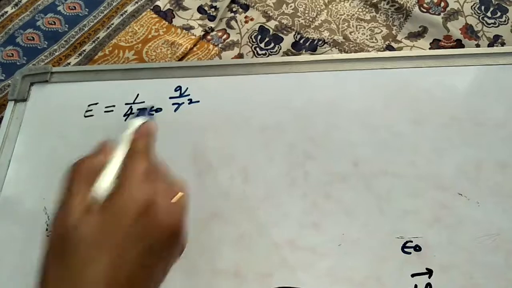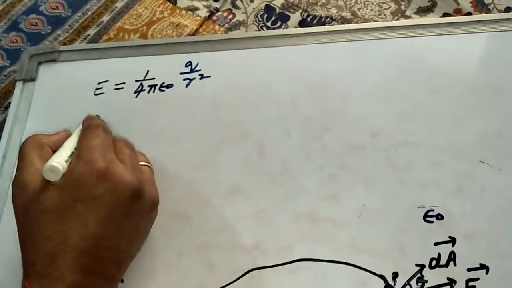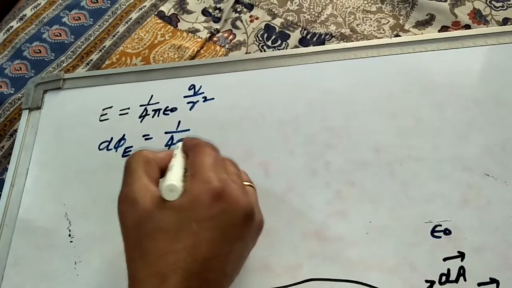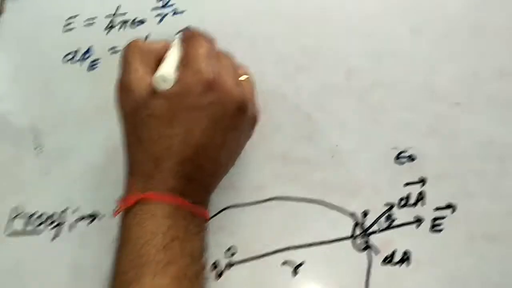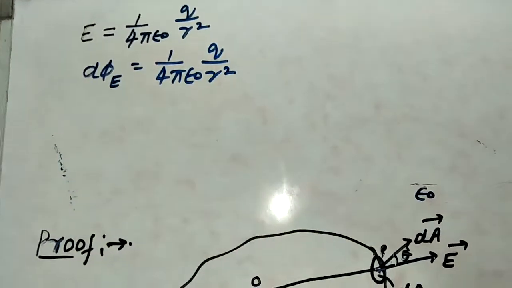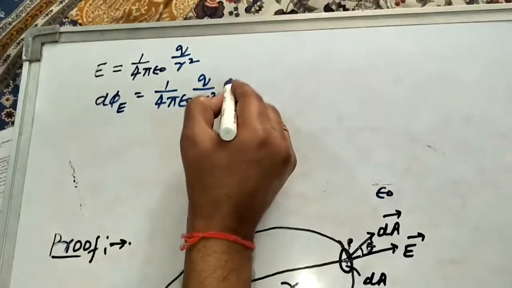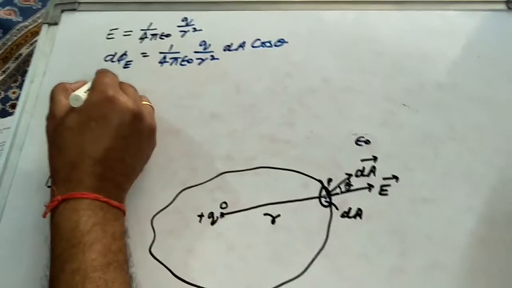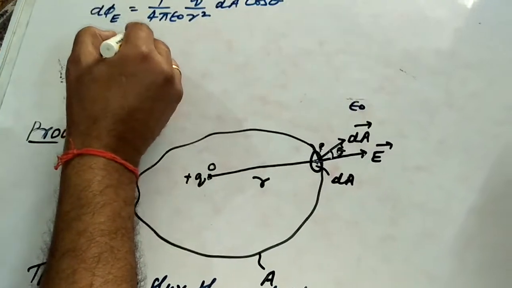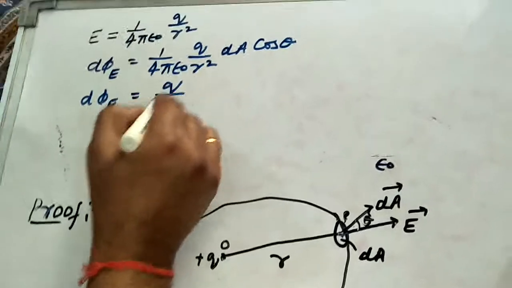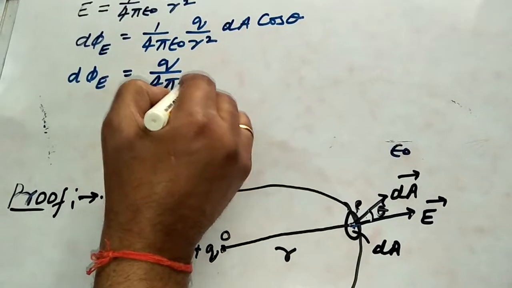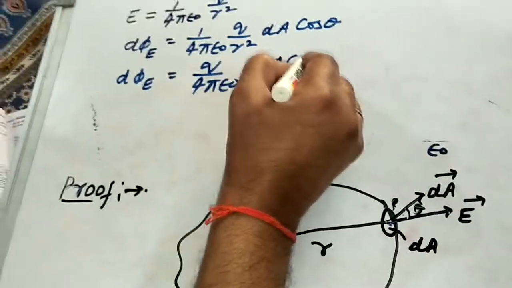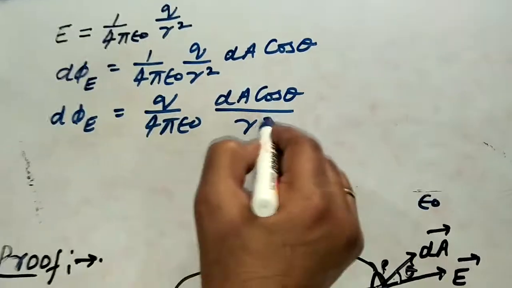And now you put the value of E at this point here, then dφE, you can say here, dφE is equal to 1 upon 4πε₀ q upon r². This one is E and dA, and this one is cos θ. And now you can say here dφE is equal to q upon 4πε₀, and here dA cos θ upon r².